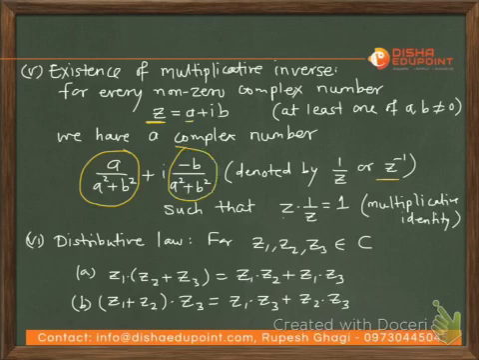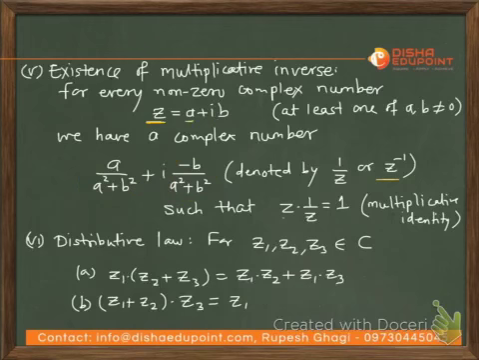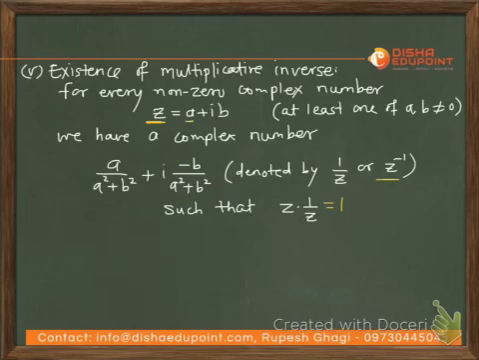Now for a number A plus iB, we have its multiplicative inverse, which is given by A upon A square plus B square plus i into minus B upon A square plus B square. We can find out this number by doing a very simple calculation. I think how this number particularly comes, you can find out by yourself. Consider Z inverse to be equal to x plus iY.